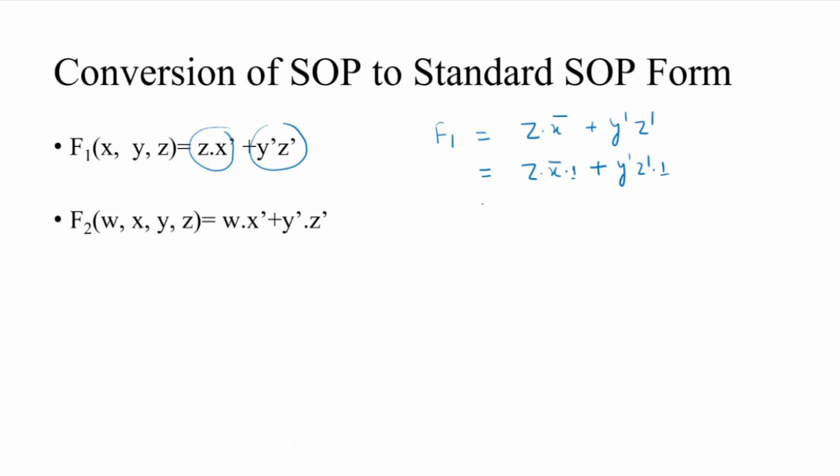Now what is 1? 1 is x plus x complement, that is, a variable plus its complement. When a variable is added with its complement, the result is always 1. Here the two literals z and x are present, but the third literal y is absent. So this 1 is represented as z dot x complement dot, where 1 is written as y plus y complement, plus y complement z complement.